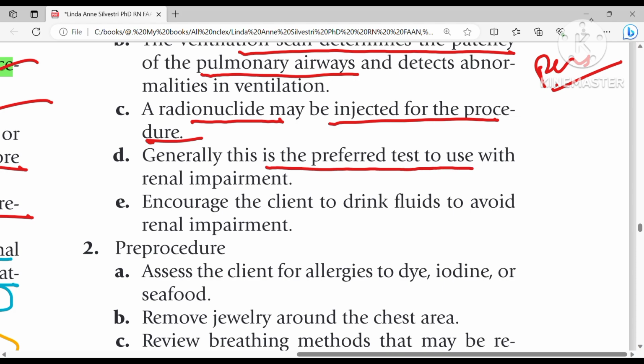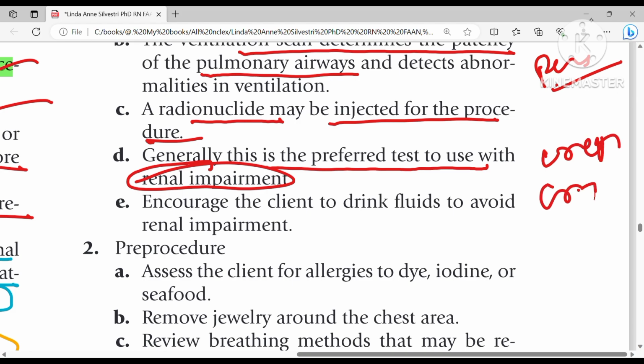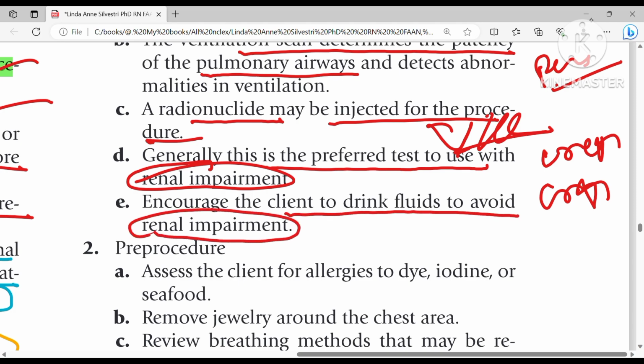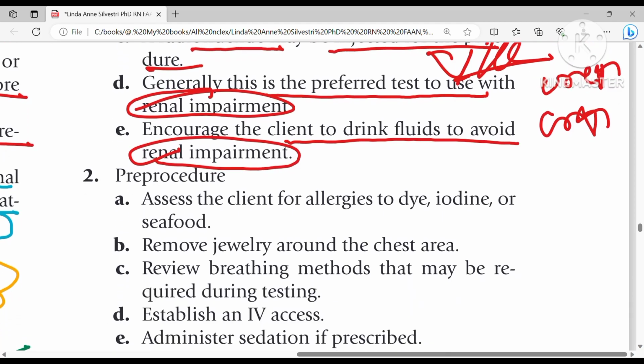Generally, this is the preferred test to use with renal impairment. If the patient has renal impairment, meaning any kidney disease, or the urea and creatinine are increased, at that time we will go for the VQ test, ventilation and perfusion test. Encourage the client to drink fluids to avoid renal impairment. We should ask the client to drink plenty of fluids.